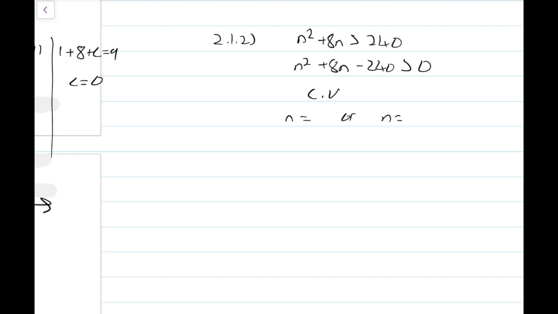What is it going to be? Oh, I was trying to do that in my mind. I'm pretty sure you can. 240. 20 and 12 makes the most sense. I think it's going to be 20 and 12.